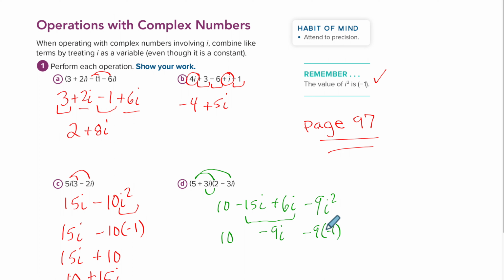And then this will end up being plus 9, right? Because it's minus 9 and a minus 1. You multiply, you get plus 9. So this 10 and this positive 9 will give us 19 minus 9i. And that's how you do part D. I was really careful not to say do D.